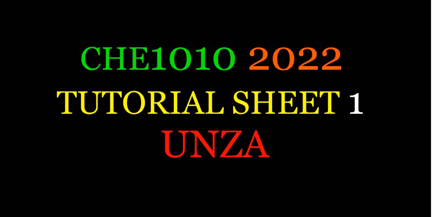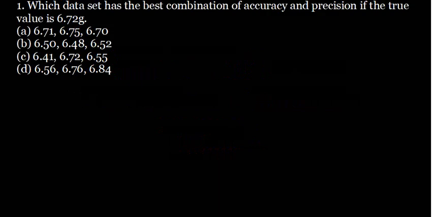Let us go over Chemistry 1010 2022 Trial Sheet 1 with the University of Zambia. First question. Which data set has the best combination of accuracy and precision if the true value is 6.72 grams?